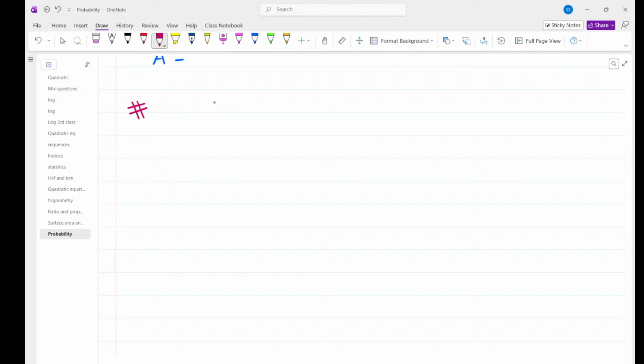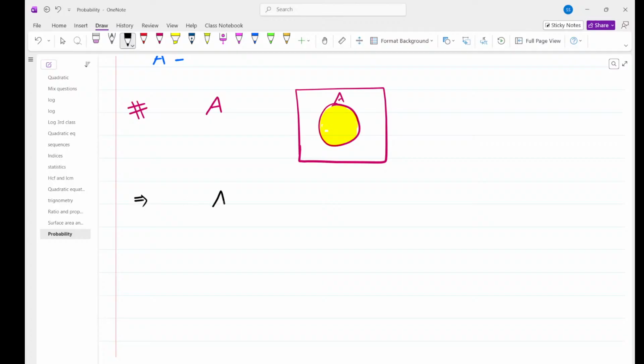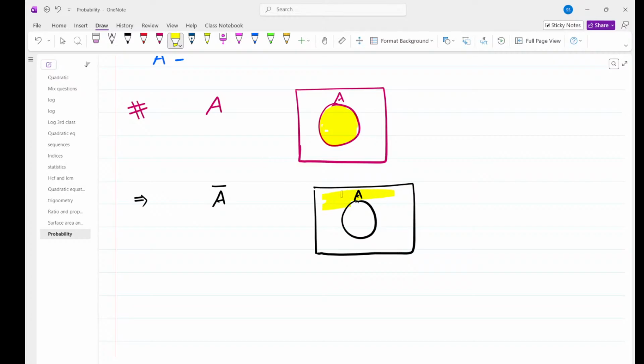See, basically, suppose this is the event A, and this is the universe. If you want to shade A, you will shade it like this. Correct? Now I have to shade A complement. Where is my A complement? Can you tell me? How can I shade it? Everything outside of A, yes. So you are getting the complement meaning, right?